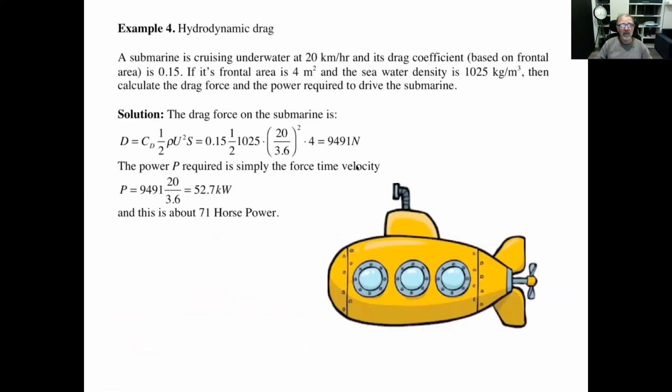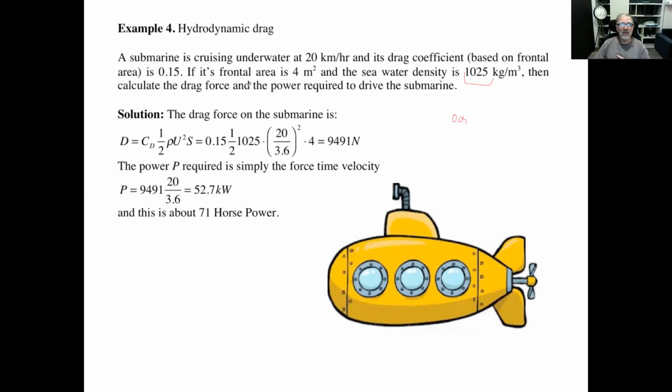Another one, hydrodynamic, a submarine. Cruising at 20 km/h, fairly fast, and the drag coefficient is 0.15. The frontal area is given, and the water density is that of seawater, so it's a little bit higher than regular water, about 1025. So remember, if it was completely streamlined, it was 0.04.